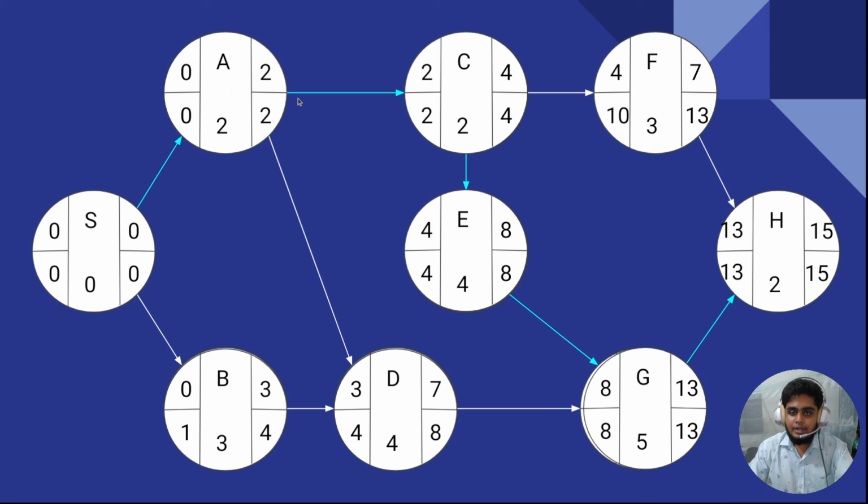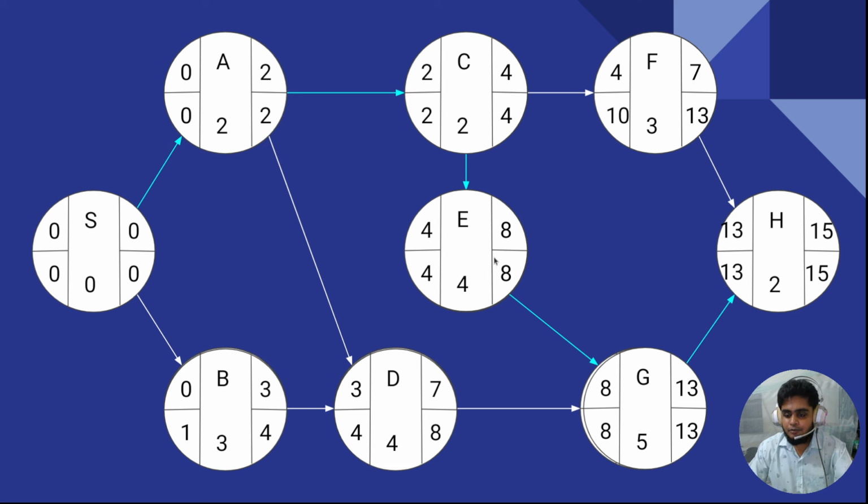After that there are two activities, C and D. For C, I calculate 2 minus 2, and here I again get 0, so this is the path I have to take. After that, there are two paths from C, E and F. For E, we get 4 minus 4 is equal to 0, so I take this path, not the other one, because 10 minus 4 is equal to 6, which is not equal to 0.